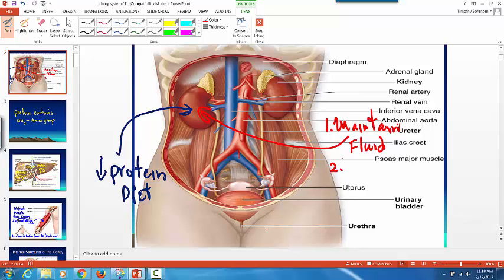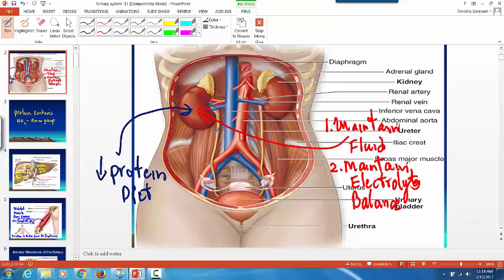The other thing that it does is it maintains electrolyte balance. So you've got to maintain your sodium, potassium, chloride, calcium, all those things. So it maintains electrolyte balance. And I'll explain more about that a little bit later.